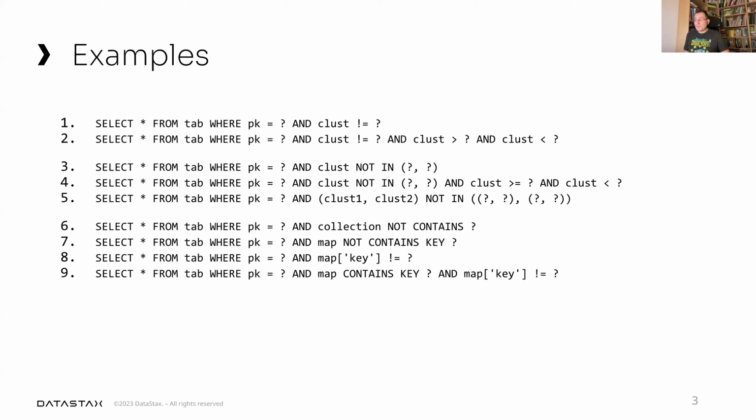So you can ask for rows with a collection that doesn't contain some element, or with a map that doesn't contain some key, or even check if the value under a given key of the map is not equal to some value given in the query. Also, CONTAINS and NOT CONTAINS can be merged together. Like in the last example, the ninth, you can see that we can query for a map that contains a given key, and also the value under that key is different than some value. So this should be fairly flexible.